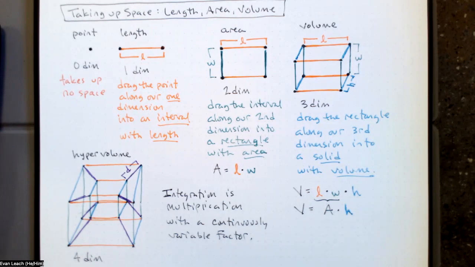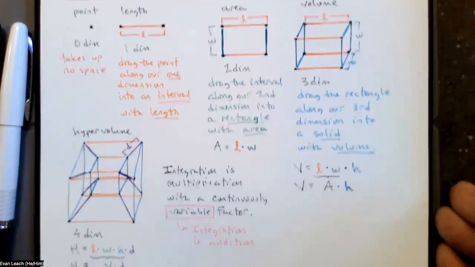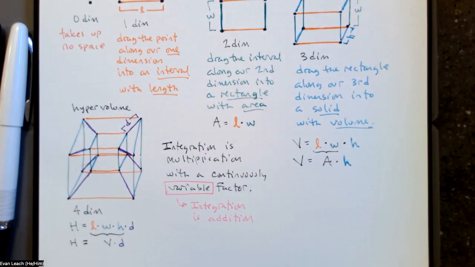So the variable part means integration is addition. That's what we do when we have variable. We don't get to multiply. We've got to add. The continuously is where calculus comes into it.